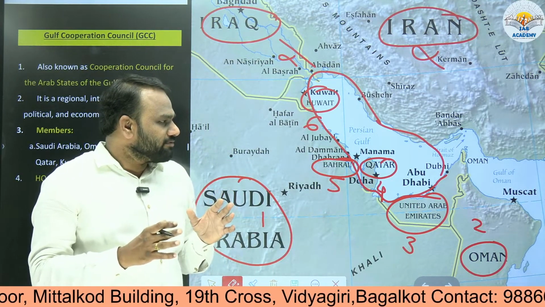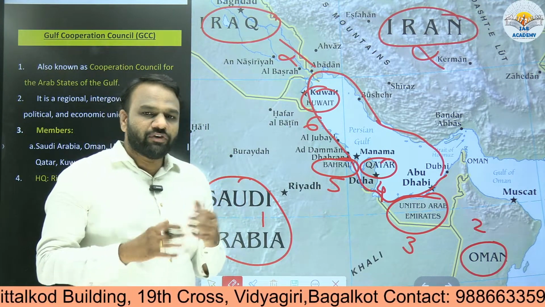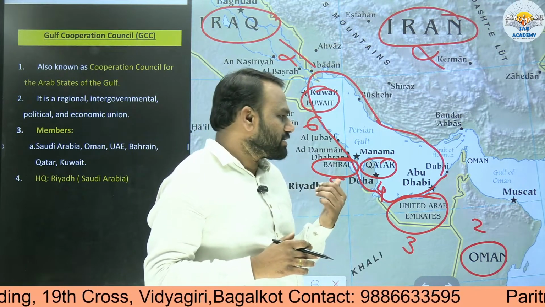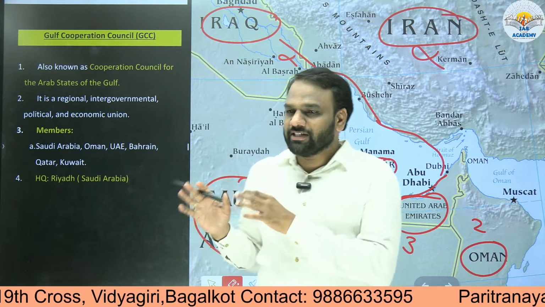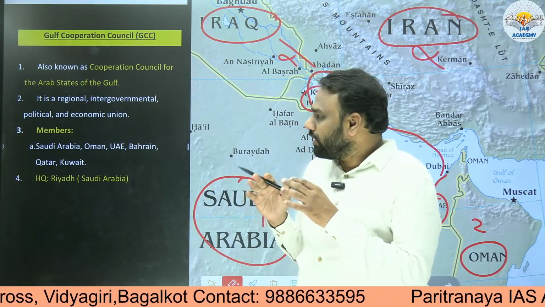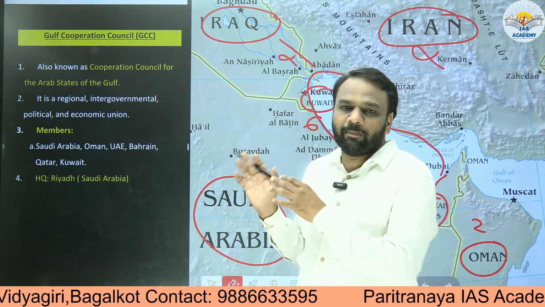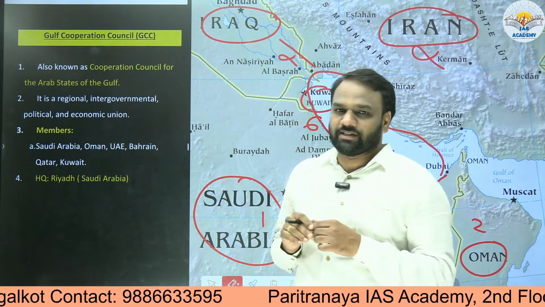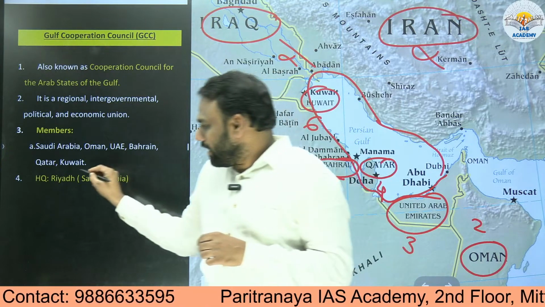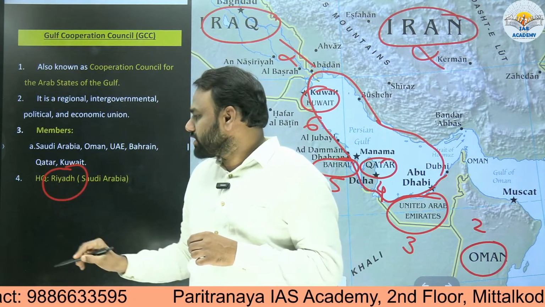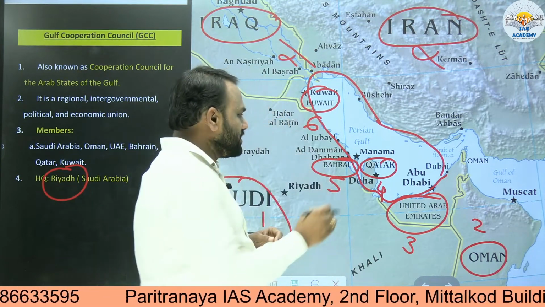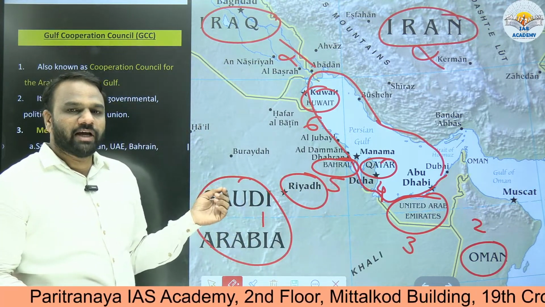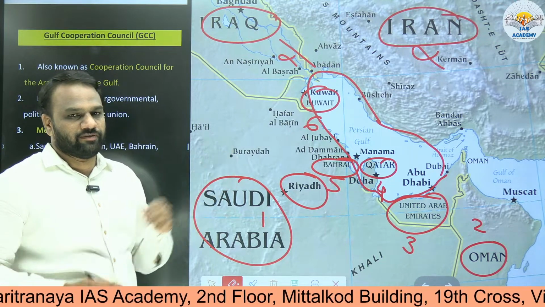These are the various pieces of information from the static point of view which we have to retain, especially from the prelims point of view. If any such question comes regarding the membership of the GCC, we should be able to tackle it very confidently based on the information we have discussed. And apart from that, the headquarters. Where is the headquarters of GCC located? Riyadh. Riyadh is here. Riyadh is the capital of Saudi Arabia, and it is also the headquarters of the Gulf Cooperation Council.